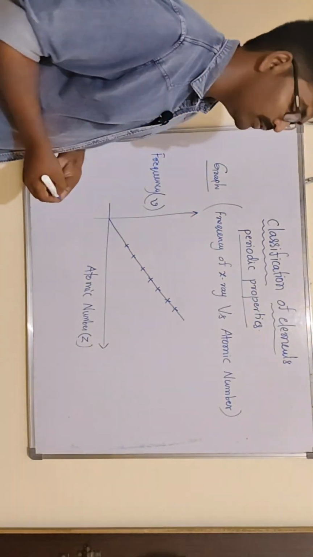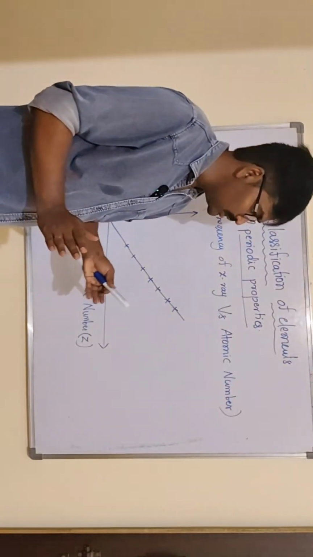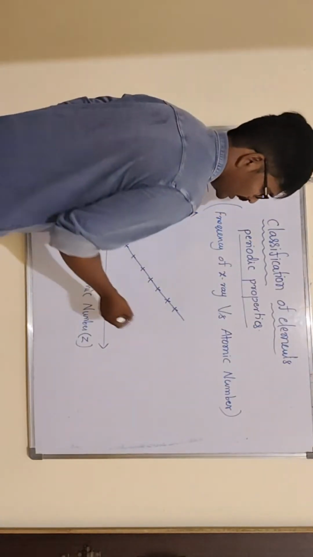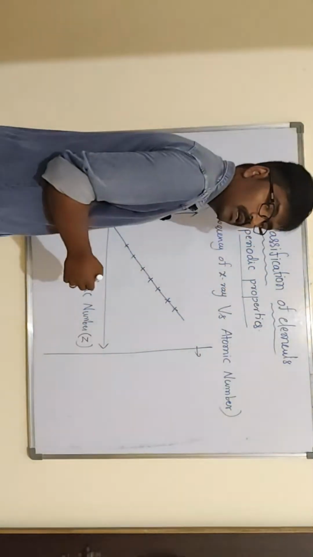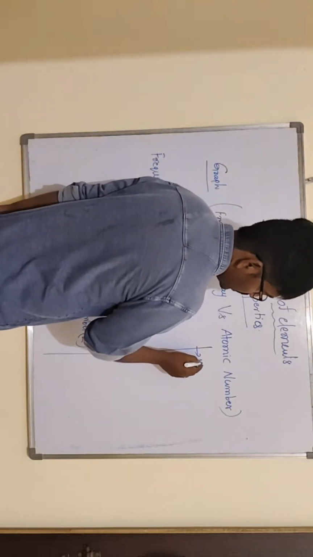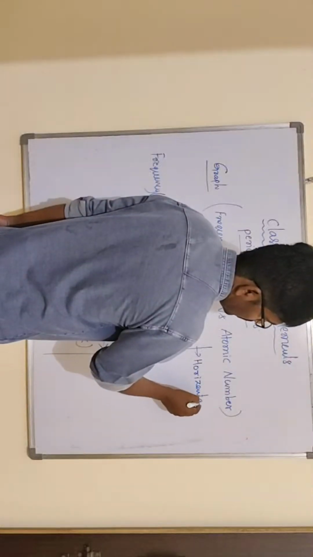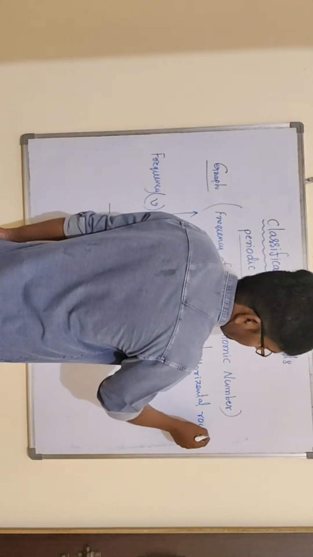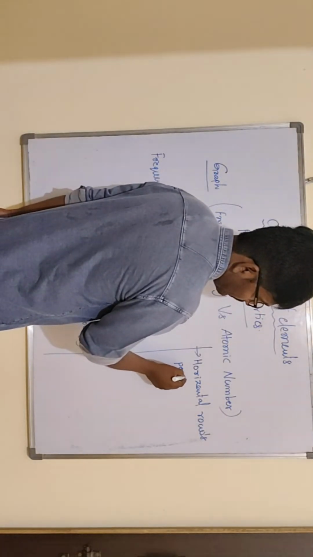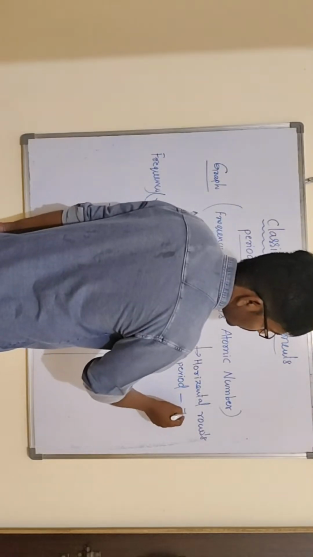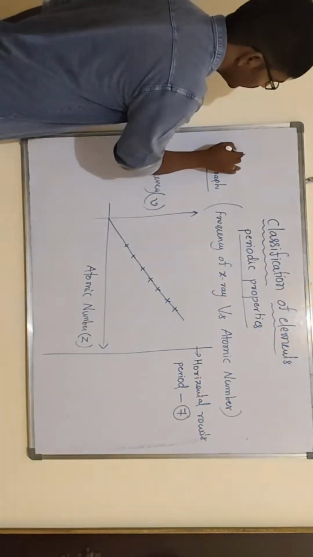So based on this graph, the elements are arranged. All the elements are arranged in a particular manner, that is, in horizontal rows and vertical columns, like Mendeleev's periodic law. The horizontal rows we call periods. So how many periods are there in the modern periodic law? This is the modern periodic law, right?